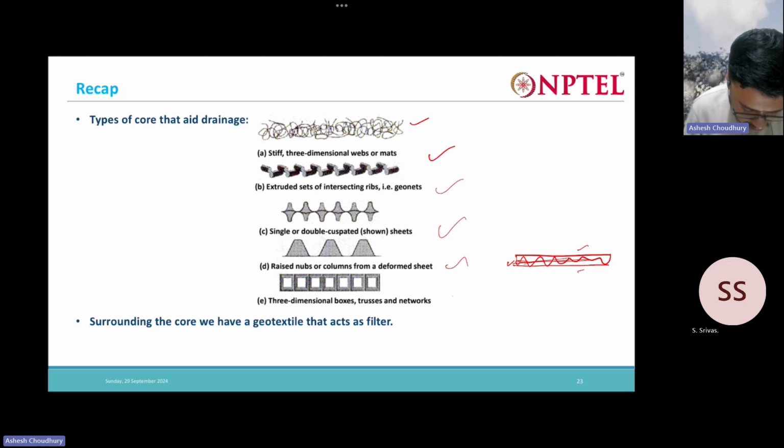Okay, various cores. One, we can have stiff 3D webs or mats. Then we have an extruded set of intersecting ribs, that is the geonet that we use. Then you can have single and double cuspated sheets, then deformed sheets, where these types are generally used in your PVDs. Or three-dimensional boxes and trusses. Various types of cores you can have, which aid in drainage and allow a large amount of water to pass through them.